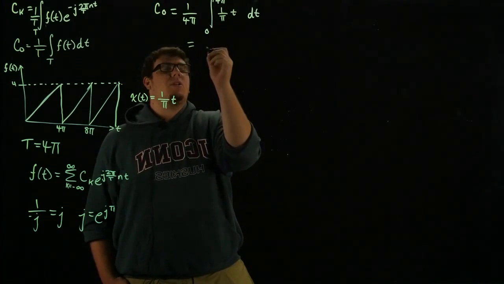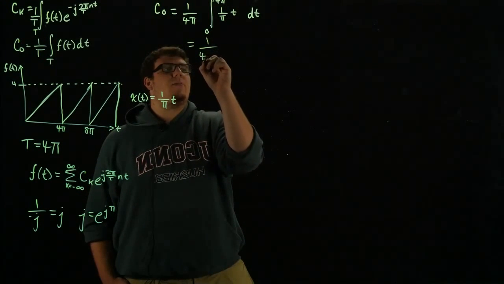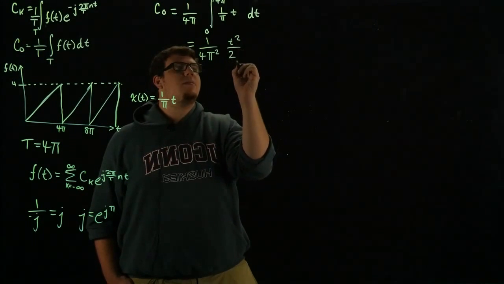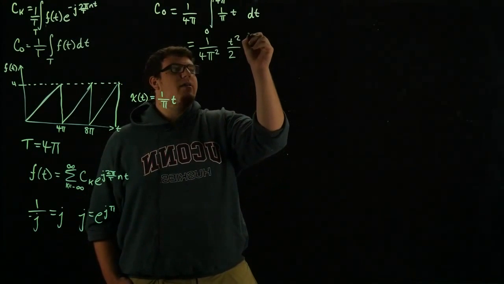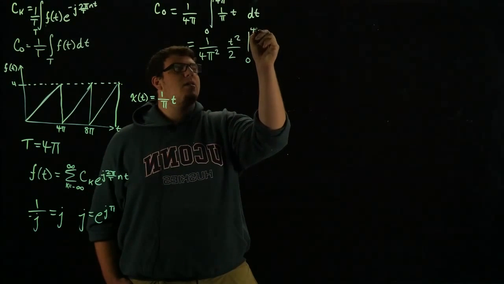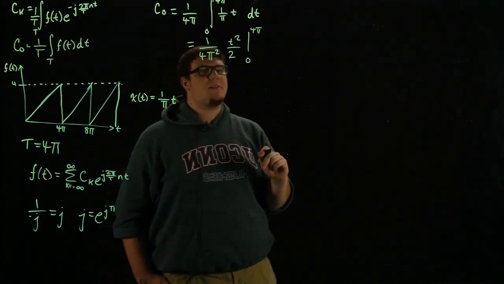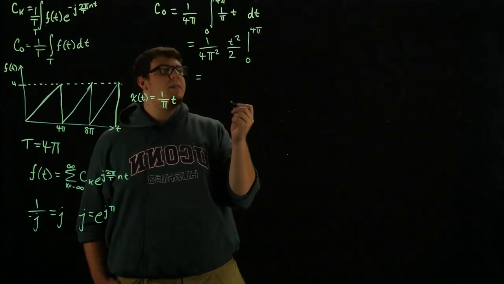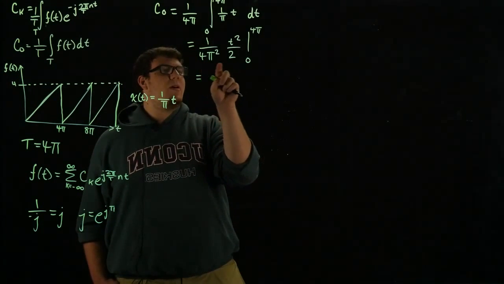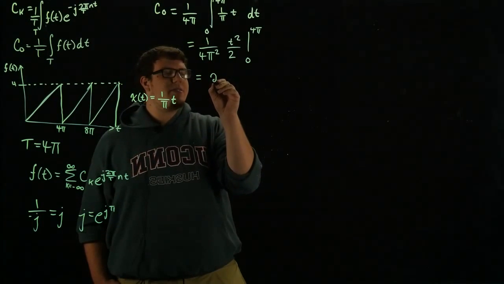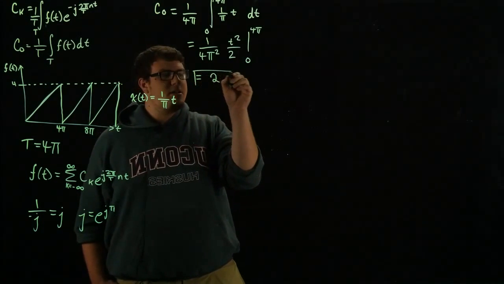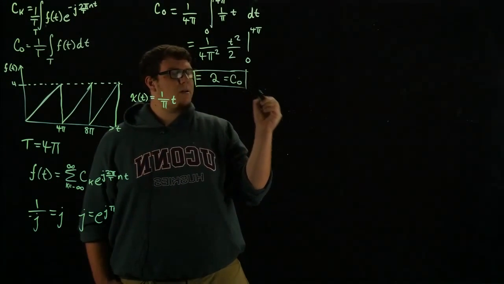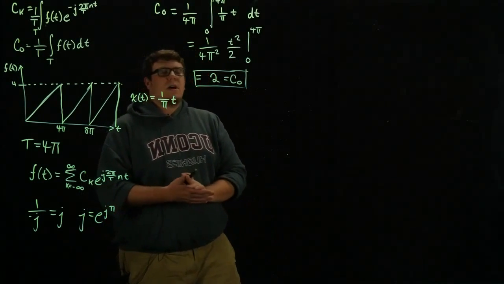If we take that, we get 1 over 4 pi squared, t squared over 2, evaluated from 0 to 4 pi. At 0, this is obviously 0. If we plug in 4 pi here, we get 16 pi squared over 2, which is 8 pi squared, and then we'll have 8 pi squared on the bottom, so that should just give us 2. So C0 is 2. That's a good start.